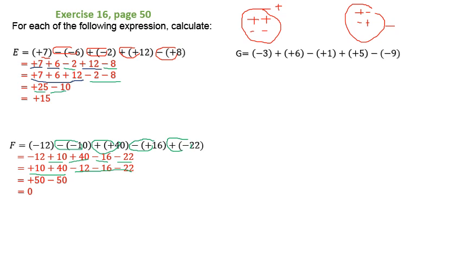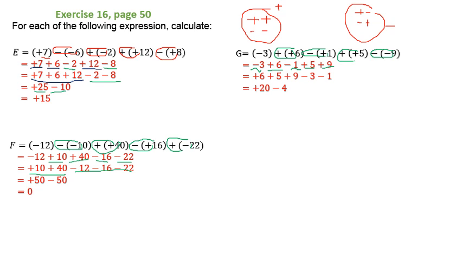G. Minus 3. Here we have same sign, replace it by a plus. It's a plus 6. Opposite signs, we put minus 1. The same sign, so it's a plus 5. Same sign again, minus minus, it means plus 9. On the line, put the positive numbers first. It's plus 6, plus 5, and plus 9. And then we write the negative numbers, minus 3 and minus 1.